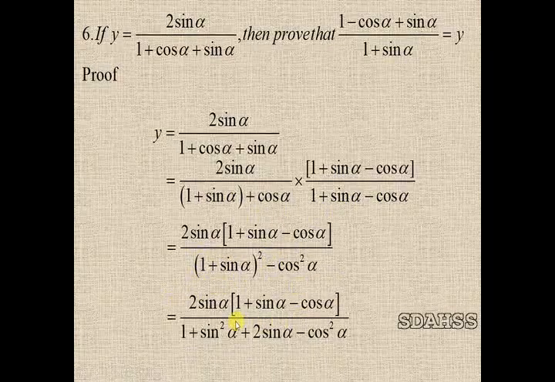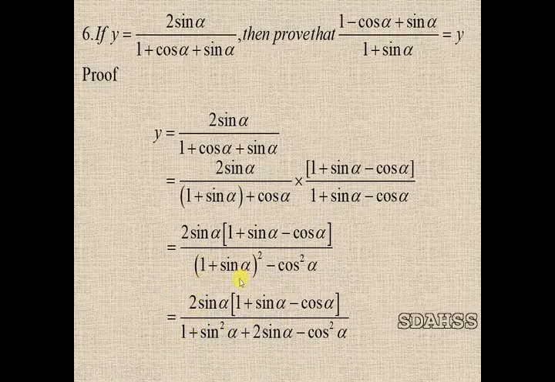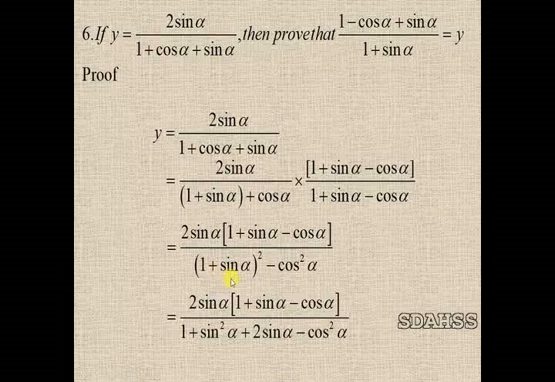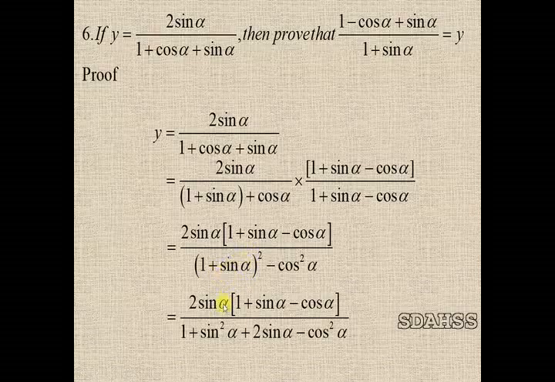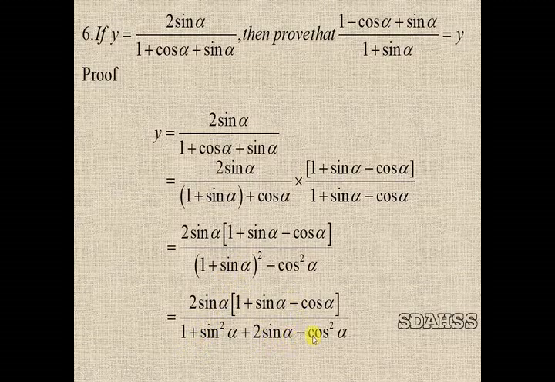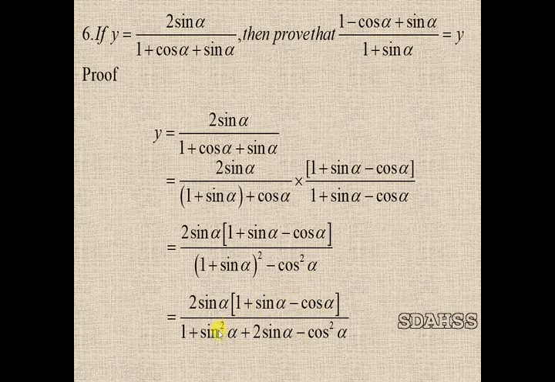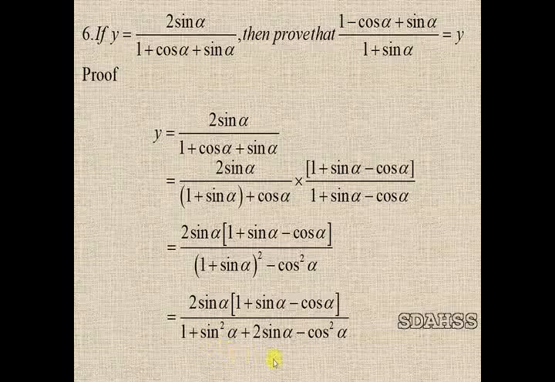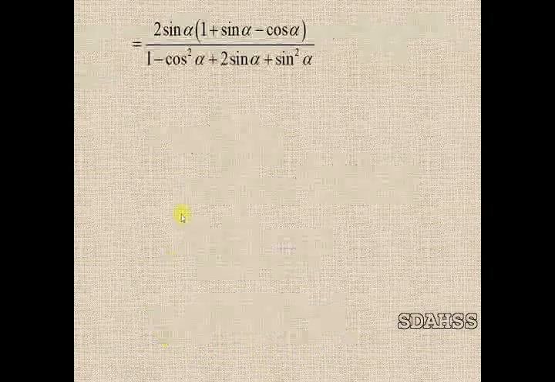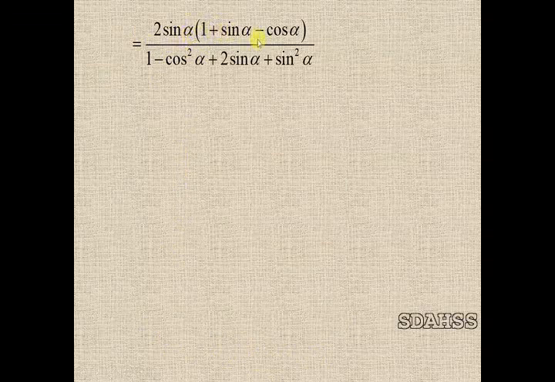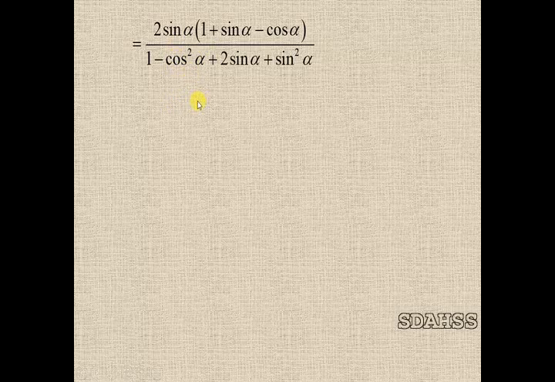You keep the numerator as it is, but in the denominator (1 plus sin alpha) whole square is in the form of (a plus b) whole square. So this can be written as 1 plus sin square alpha plus 2 sin alpha minus cos square alpha. Then you interchange these two terms, sin square alpha and minus cos square alpha. So this becomes 2 sin alpha into 1 plus sin alpha minus cos alpha divided by 1 minus cos square alpha plus 2 sin alpha plus sin square alpha.